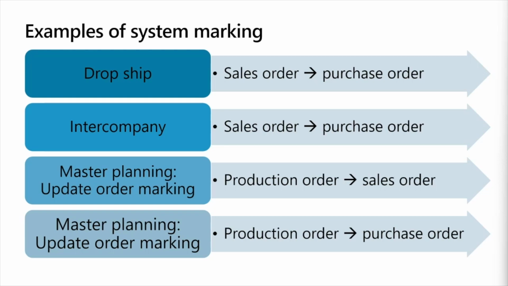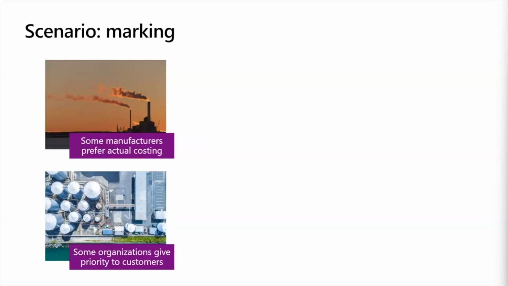When an organization needs actual costing at the most granular level, marking is the best way to achieve this, but comes with the cost of overhead of maintaining the specific relationship between receipts and issues. Additionally, some organizations may give priority to certain customers to receive an allocated portion of the inventory before orders for other customers are fulfilled. When deciding if you should use marking, you'll want to make some considerations.